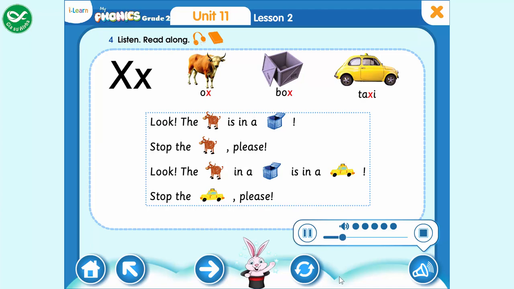Look. The ox is in a box. Stop the ox, please. Look. The ox in a box is in a taxi. Stop the taxi, please.